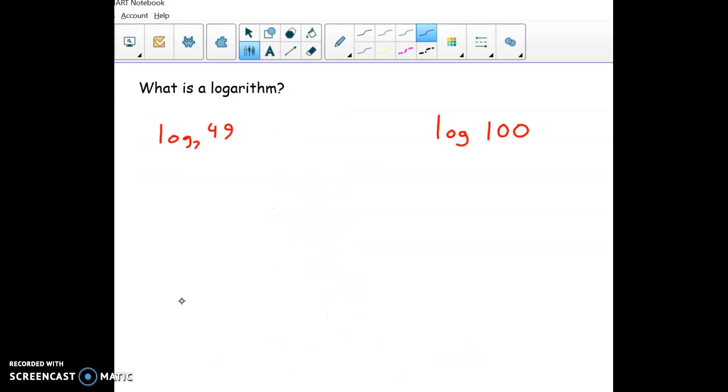All right, so then the other part is log. And so I just wanted to pause the video and see if you remember what a log is.